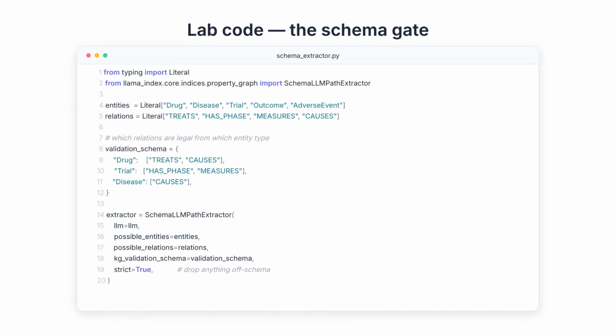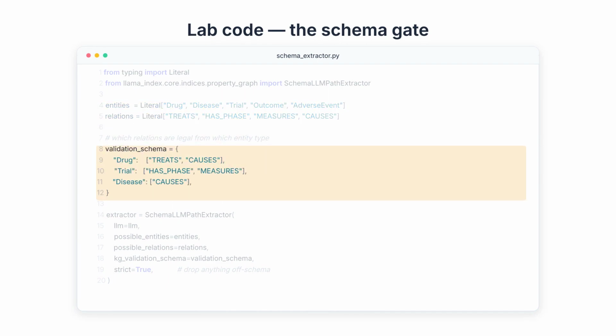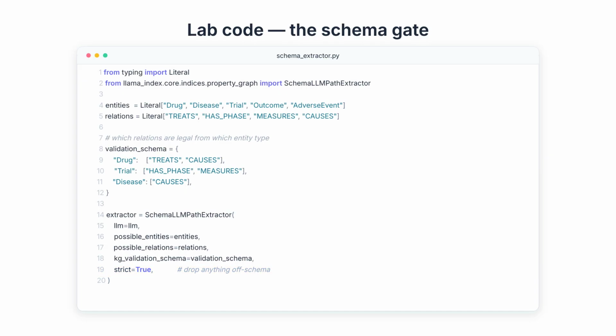In code, it's clean. We pass our allowed entities and relations as literals into SchemaLLMPathExtractor, then add the KG validation schema, a dictionary saying which relations are legal from which entity, so a drug can treat a disease but never has phase. Crucially, strict equals true, anything off schema gets dropped on the floor. That one flag is our noise control switch.